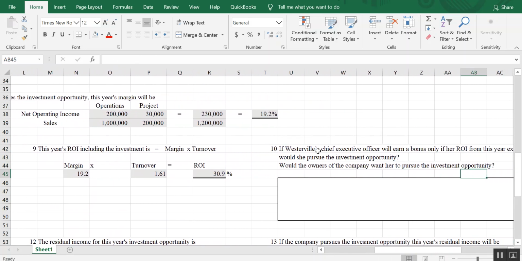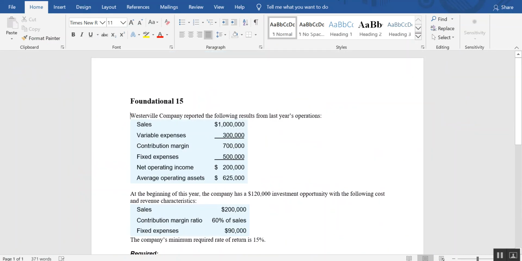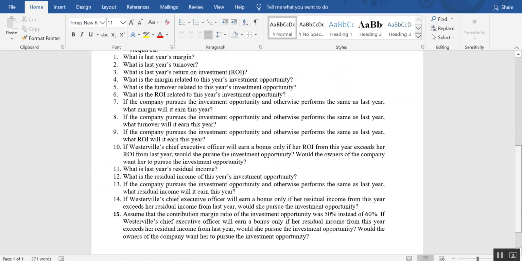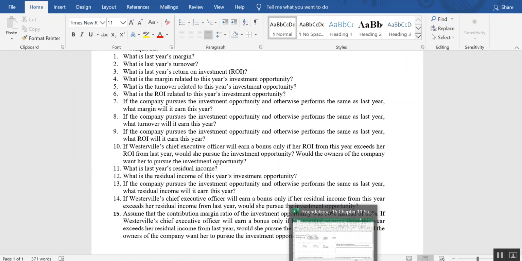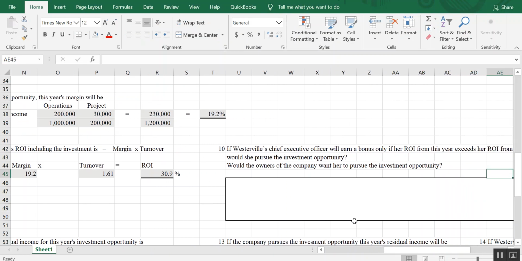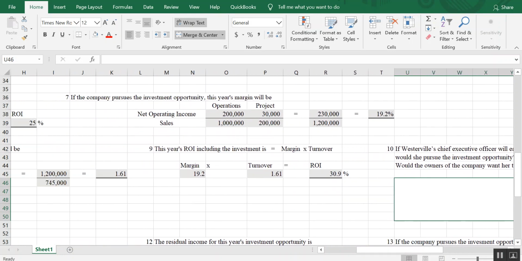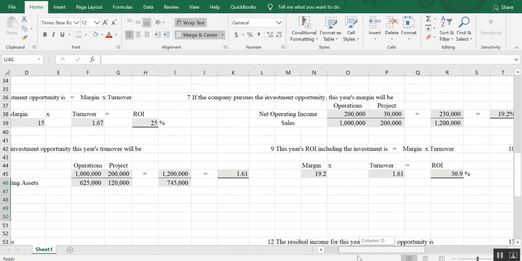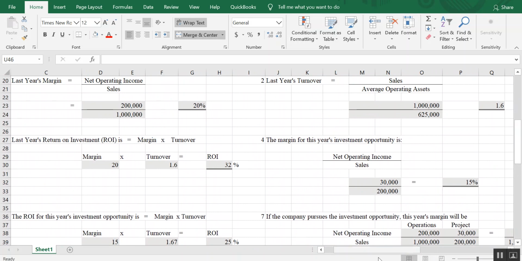Now here's number 10. If we go back to this prompt, which I copied into the Excel spreadsheet, for number 10 they're not asking you to calculate anything. It says if Westerville's chief executive officer will earn a bonus only if her ROI from this year exceeds her ROI from last year, would she pursue the opportunity? Remember, the ROI we have this year with the project in is 30.9. But if we go back to last year's ROI, we had 32%.